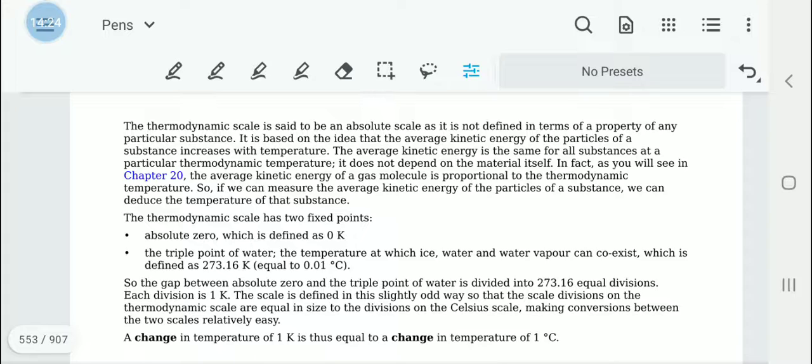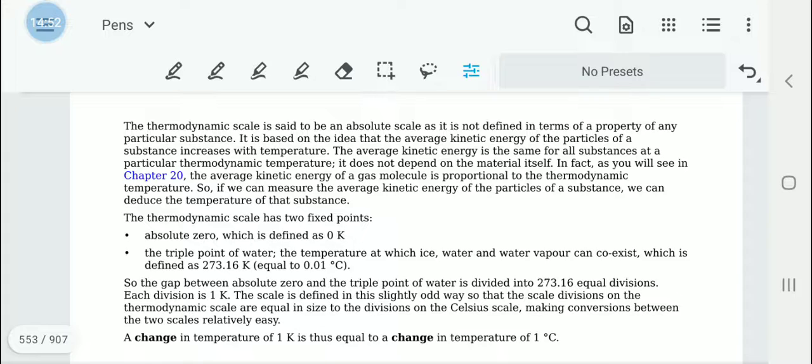The thermodynamic scale is said to be an absolute scale, as it is not defined in terms of a property of any particular substance, just like Celsius, which is defined based on water. It is based on the idea that the average kinetic energy of the particles of a substance increases with temperature. The average kinetic energy is the same for all substances at a particular thermodynamic temperature. It does not depend on the material itself.